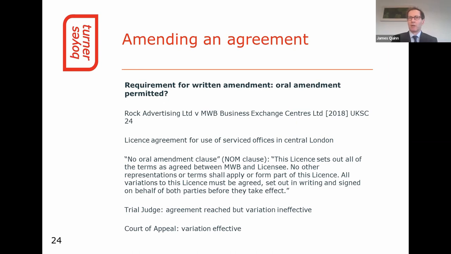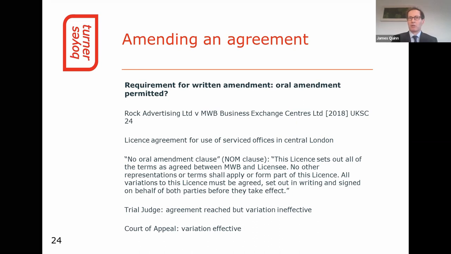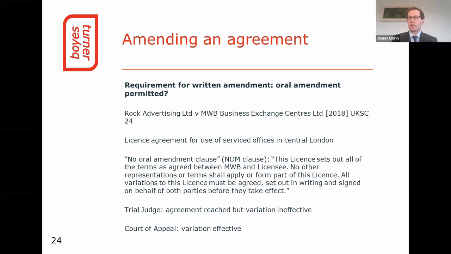Rock Advertising had fallen behind with its licence payments, and its sole director proposed a revised payment schedule to MWB's credit controller, which was on less favourable terms than the original agreement. The director and the credit controller had a discussion on the telephone. The director's evidence was that MWB's credit controller had agreed to vary the licence agreement in accordance with his proposed payment schedule, and MWB's credit controller denied this. Her position was that the proposal was part of a continuing negotiation, that her boss had rejected it.